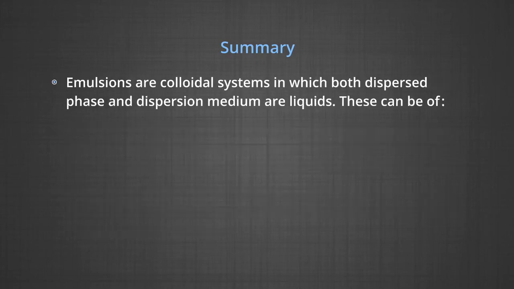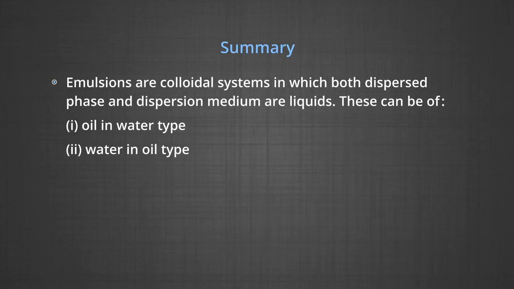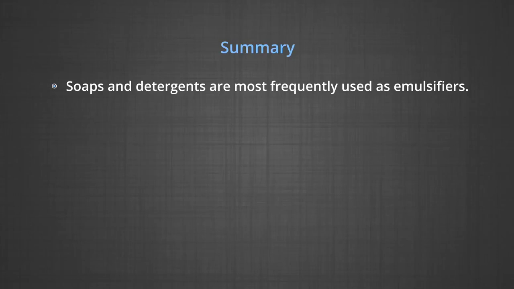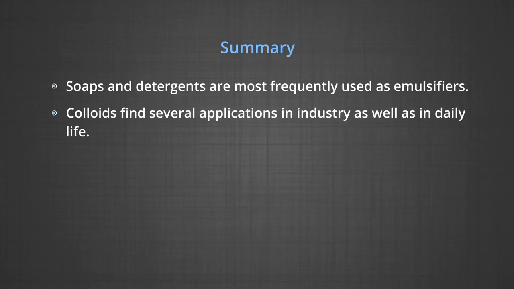Emulsions are colloidal systems in which both dispersed phase and dispersion medium are liquids. These can be of oil in water type and water in oil type. The process of making emulsion is known as emulsification. To stabilize an emulsion, an emulsifying agent or emulsifier is added. Soaps and detergents are most frequently used as emulsifiers. Colloids find several applications in industry as well as in daily life. With this, we have completed the important chapter, Surface Chemistry.